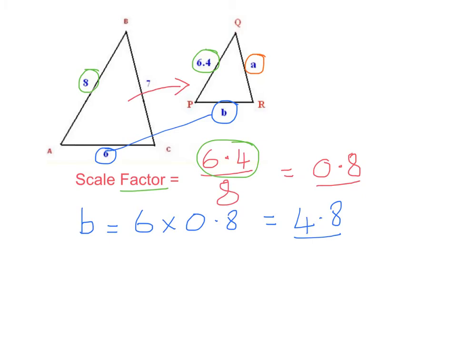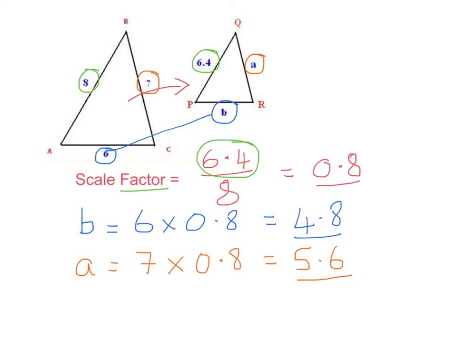So side A, the corresponding side is 7. Okay, I hope everyone can see that that's 7, that corresponds to the A. So A is going to be equal to 7, because that's the side that corresponds to A, times our scale factor, which is 0.8, which gives us 5.6.